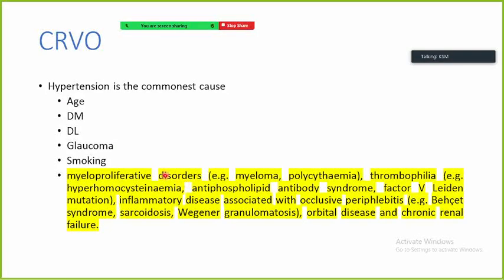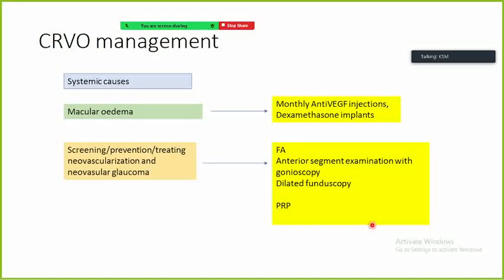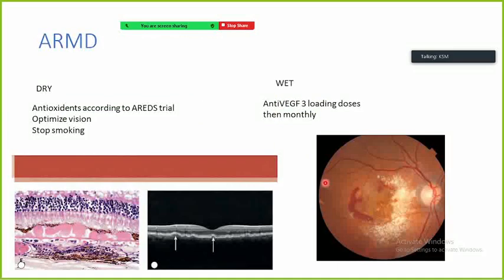So these have to be excluded: antiphospholipid syndrome, myeloma, other malignancies, blood related disorders, and inflammation associated with blood vessel walls, vasculitis, granulomatosis, sarcoidosis, orbital disease, and renal failure. So for macular edema, you have to give monthly injections to reduce the macular edema. Then you can do a fluorescein angiogram, and if you see a capillary non-perfused area, you can give lasers. And if there are new vessels arising, you can give lasers as well.